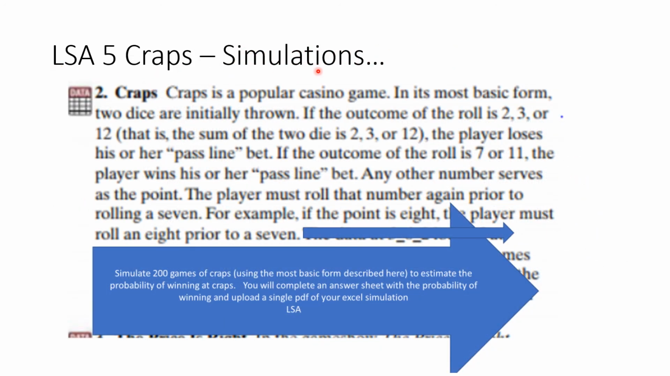LSA 5 dealt with simulating the craps game. So craps is a popular casino game. In its most basic form, 2 dice are thrown. If the outcome is 2, 3, or 12, the player loses. If the outcome of the first roll is 7 or 11, they win. And any other number serves as the point. The player must roll that number again prior to rolling a 7. For example, if the point is 8, the player must roll an 8 prior to rolling a 7 to win the point. So you were to simulate 200 games of craps and submit your answers.